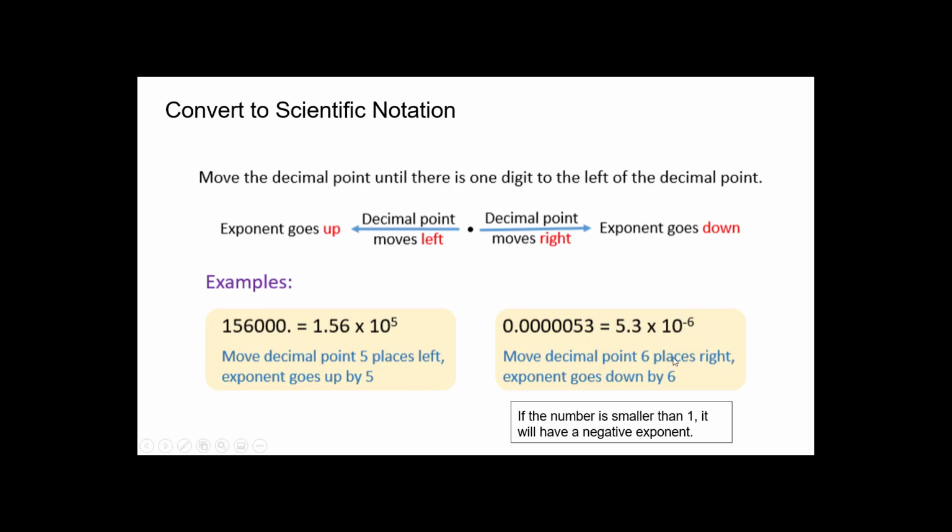Whichever way you look at it, just make sure that if it's a positive value, make a mental note that it's going to be a positive number. If it's less than 1, it's going to be a negative value. And then you count how many steps the decimal point has to move. That's the number that's going to go there.